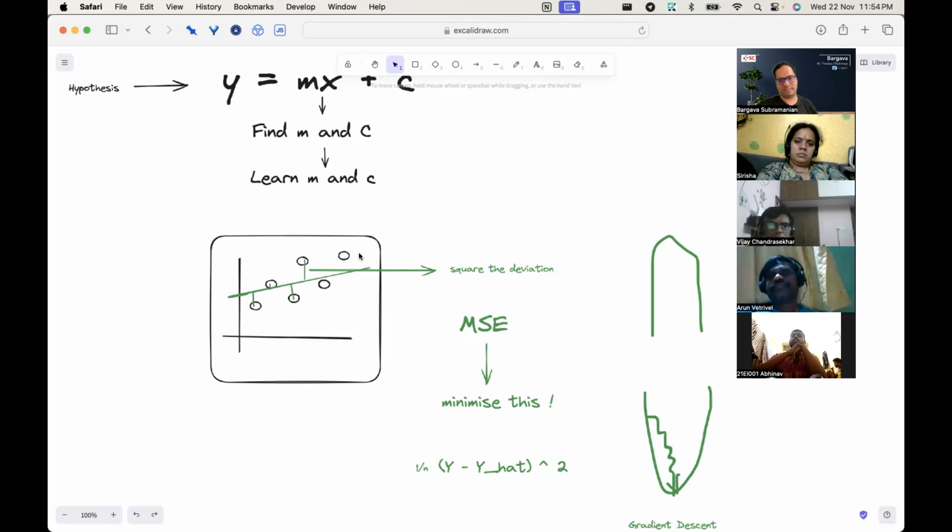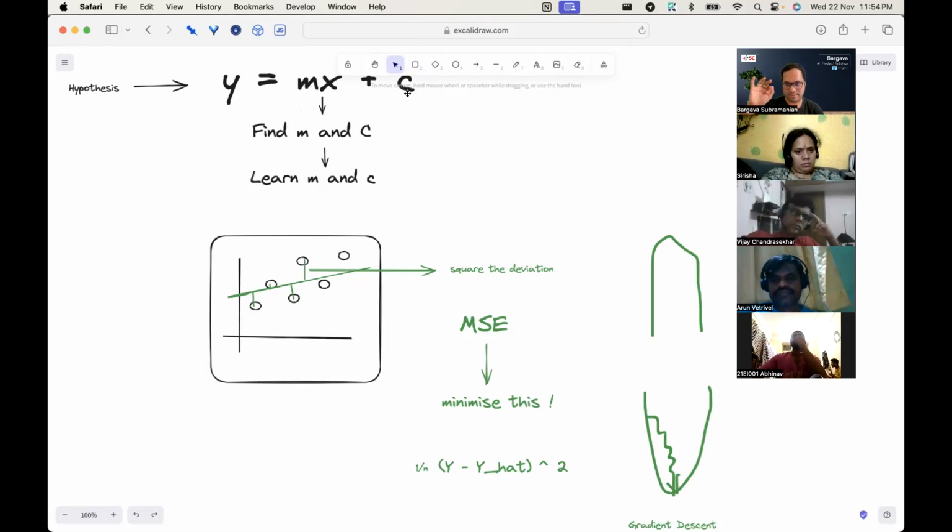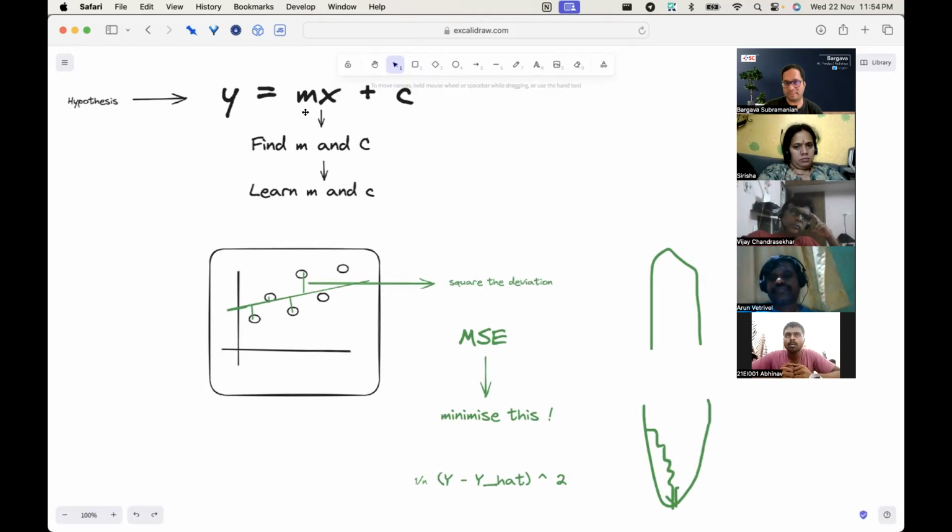I've reached my minimum, and then I will stop. So that's how the learning happens, and that's how the learning ends. All learning here means that I have a set of weights, M and C, terms that you should remember, weights. I want to predict these weights. And to do that, I'm going to randomly start by initializing some value for these weights.